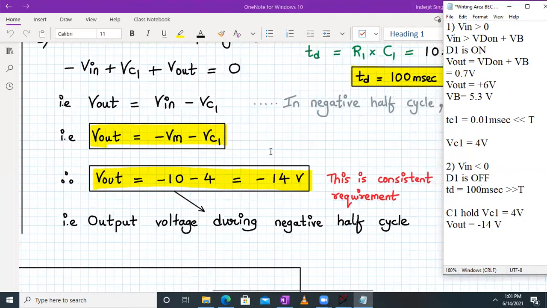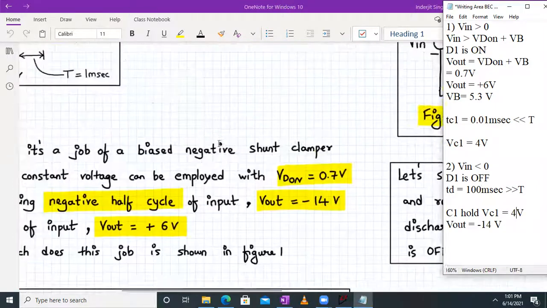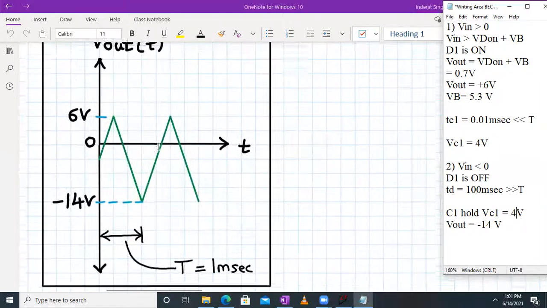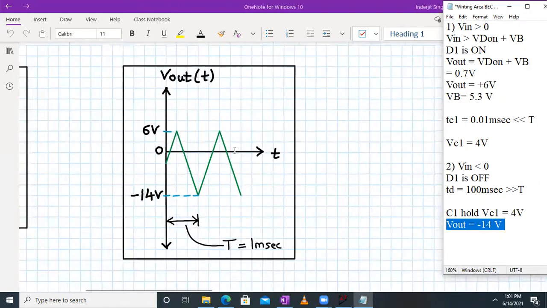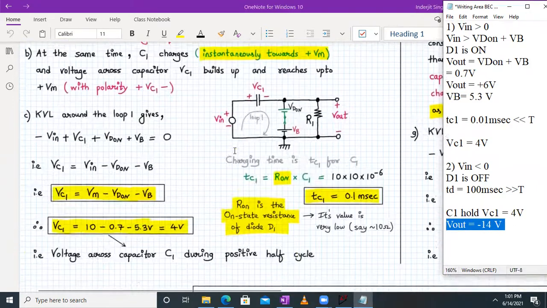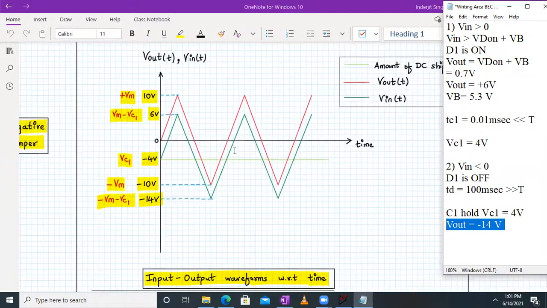Okay, we wanted minus 14, so the output voltage during the negative half cycle is coming out to be minus 14 volts. That is what we wanted, right? In the positive half cycle, we should get plus 6. We are getting plus 6. In the negative half cycle, it should be minus 14. So that's what we will get. Now we'll see the input output waveforms.